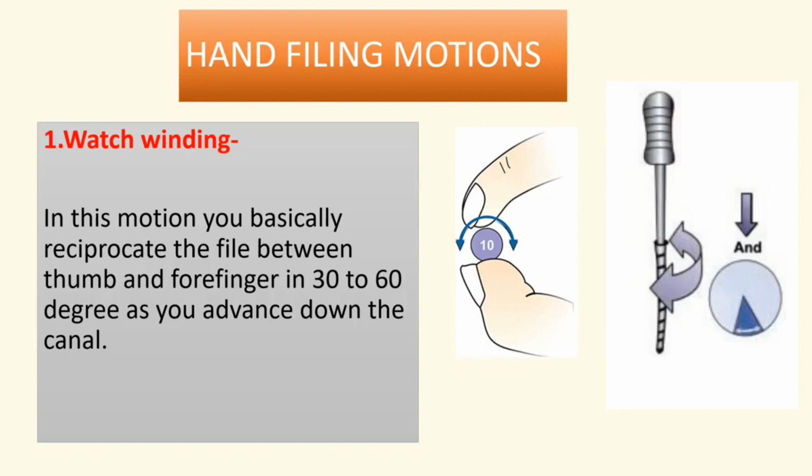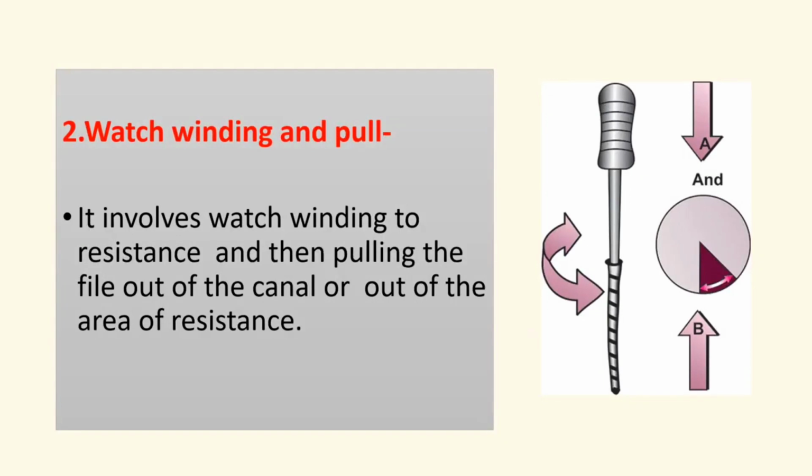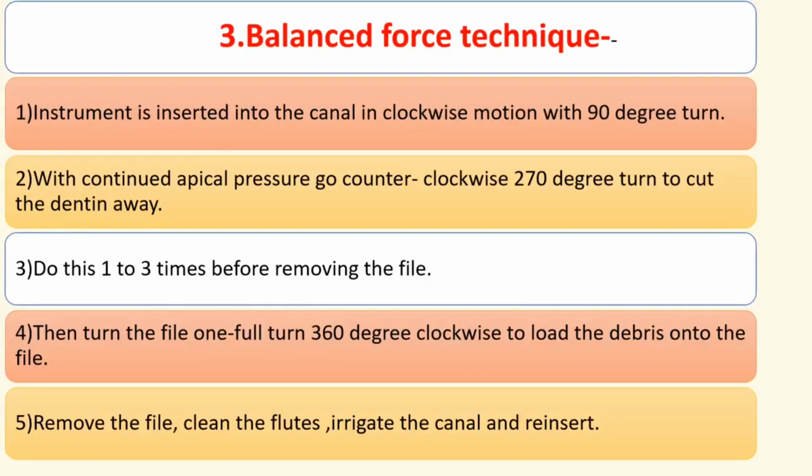Hand filing motions. We require only three filing motions during the glide path preparation. One is the watch winding, second is the watch winding and pull motion, and third is the balance force technique. Watch winding: in this motion, you basically reciprocate the file between the thumb and forefinger in a 30 to 60 degree arc as you advance the file into the canal. Watch winding and pull: it involves watch winding to a resistance and then pulling the file out of the canal or out of the area of resistance.